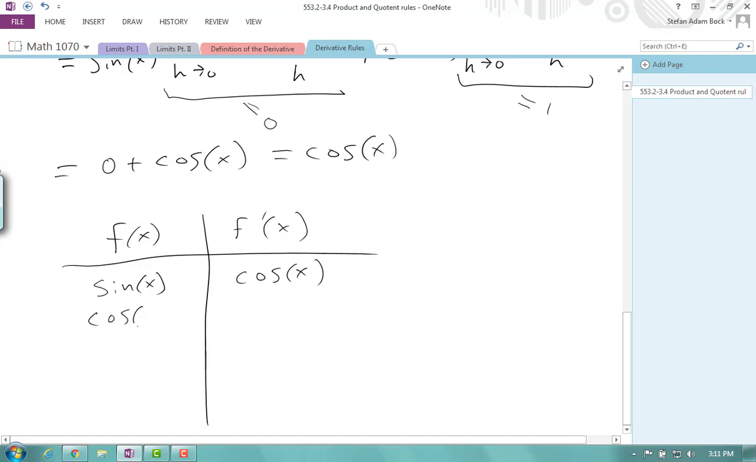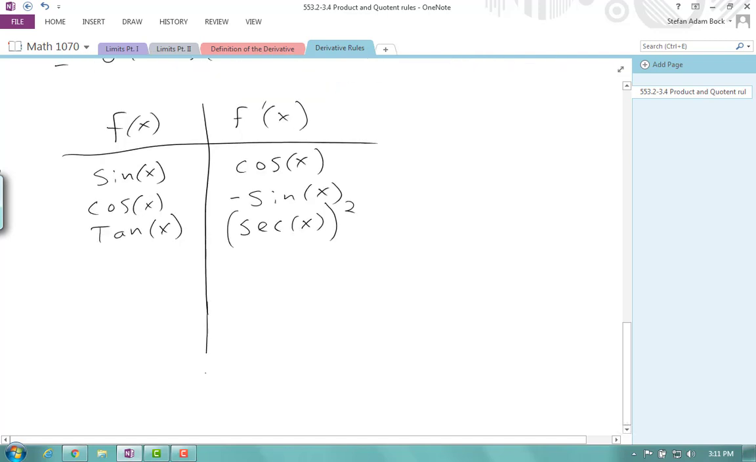If I start with cosine of x, then the derivative is negative sine of x. If I have a tangent, then my derivative is secant of x quantity squared. If I have a secant, then my derivative is secant of x times tangent of x.